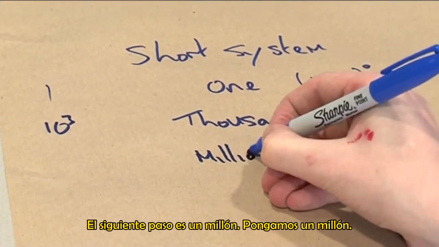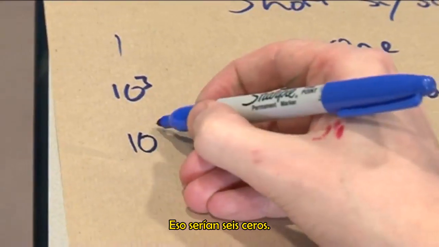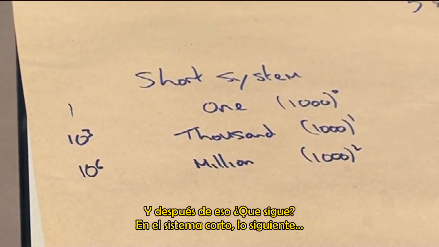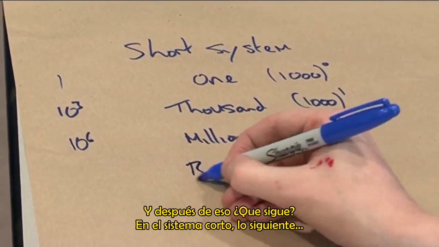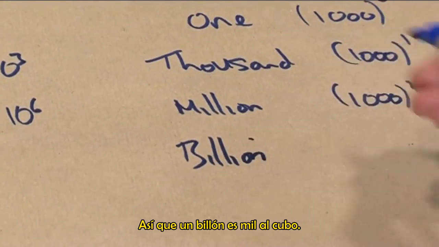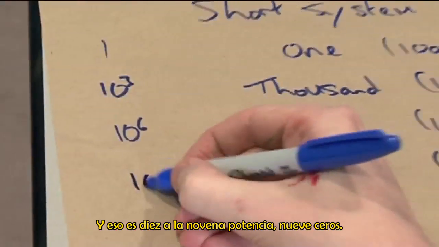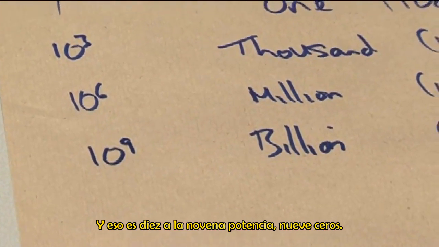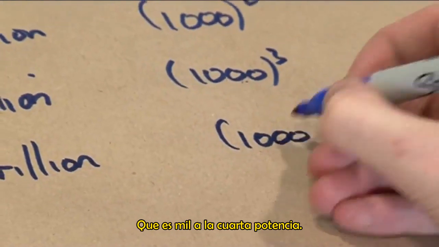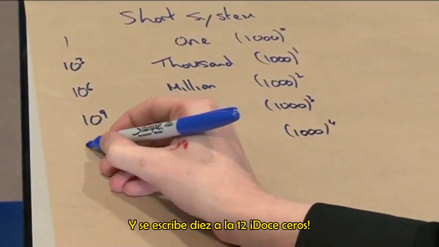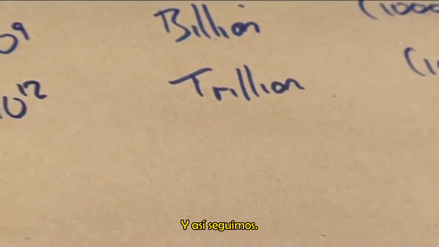It's a million. Right, let's do a million. 1,000 squared. That's 6 zeros. We've got 6 zeros. What's next up after that? Well, in the short system, the next one is a billion. So a billion, that's 1,000 cubed, and that's 10 to the power 9, 9 zeros. After that, you get a trillion, which is 1,000 to the power 4, and that's 10 to the power 12, that's 12 zeros. And we can keep going after that.